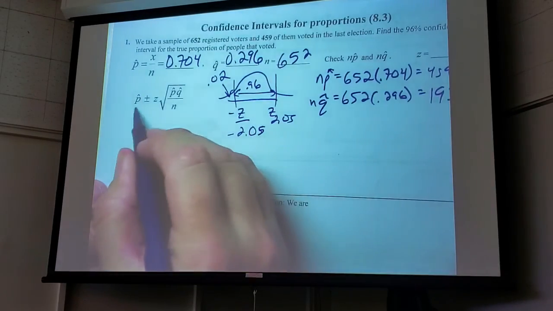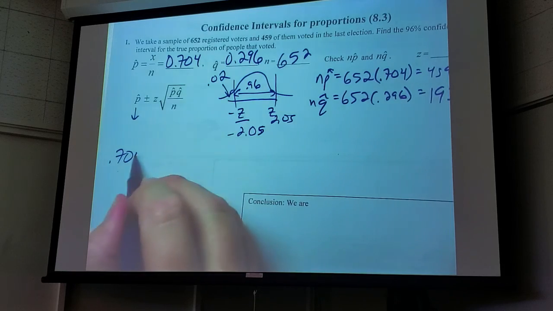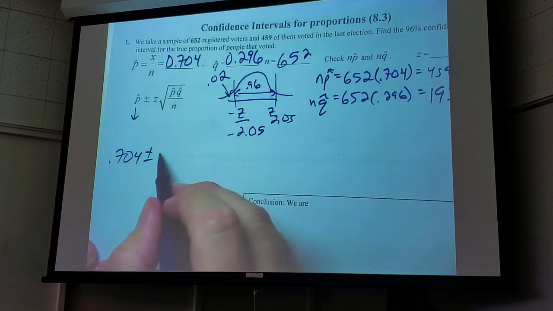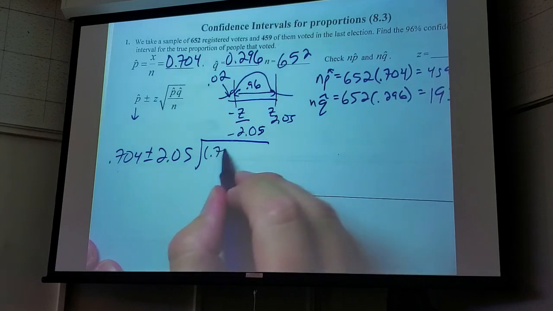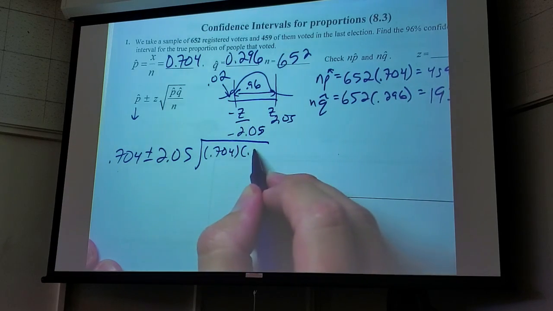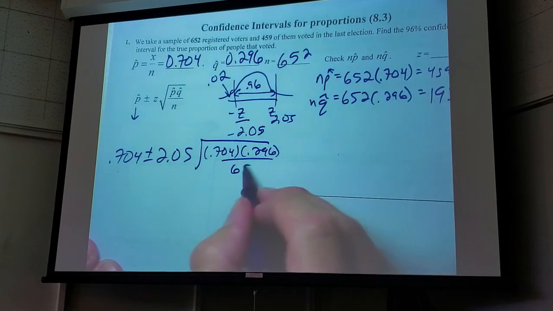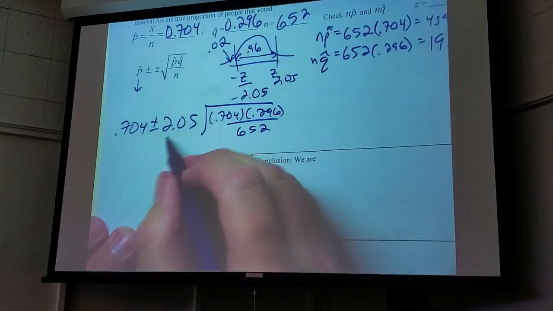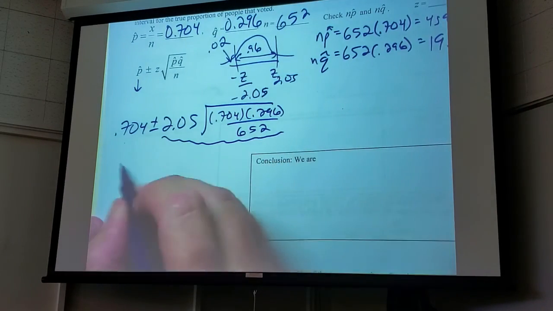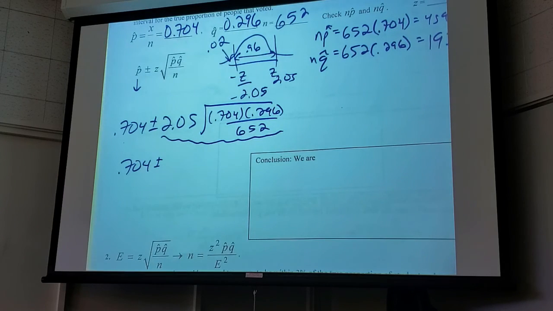So what goes here? 0.704, give or take this many standard deviations. What was it? 652. There. So there's your error piece. I would highly recommend you do that first. Push my calculator.